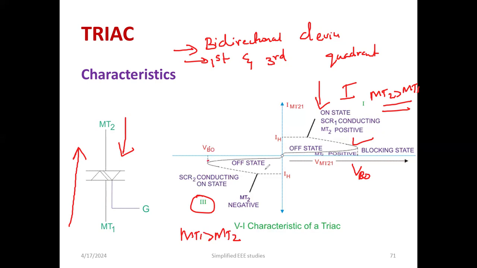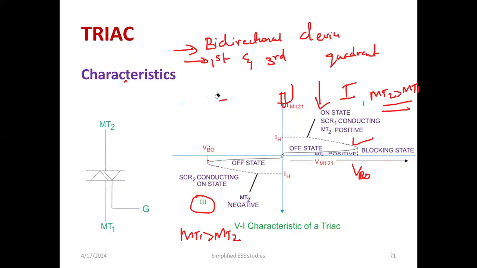So if you provide the gating current, what is going to happen? Before that, it will directly turn on. So better to go for gate triggering. We commonly use gate triggering only. It is the best method. How to turn on a TRIAC? We use gate triggering methods. The only difference is it will operate in the first and third quadrants, unlike your SCR. That is a major difference.